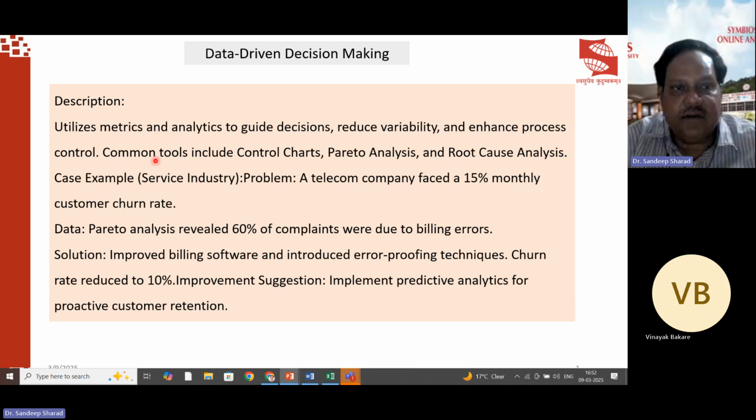Description: again, data-driven decision making, utilizing metrics and analytics to guide the decision, reduce the variability, and enhance the process control. Common tools include control charts, Pareto charts, and root cause analysis. Case example, service industry. Problem: a telecom company faces a 15% monthly customer churn rate. Data: Pareto analysis revealed that 60% of the complaints were due to billing errors. Solution: improved the billing software and introduced error-proofing techniques. The churn rate reduced by 10%, and predictive analytics were implemented for proactive customer retention in the future.